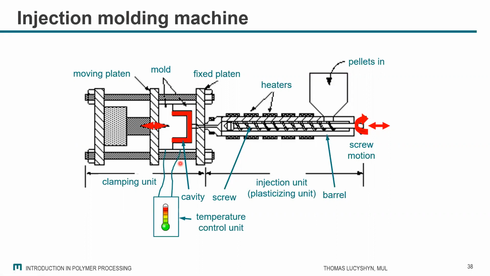Additionally, we need to temperature control the mold. So depending on the material which we are processing, we need a defined temperature. If the mold is too cold, the material would freeze too early and we could not fill it. If the mold is too hot, then the cycle time is too long, the productivity is bad, and also the surface quality would maybe not be the best. So we have to find a good compromise between quality and productivity.